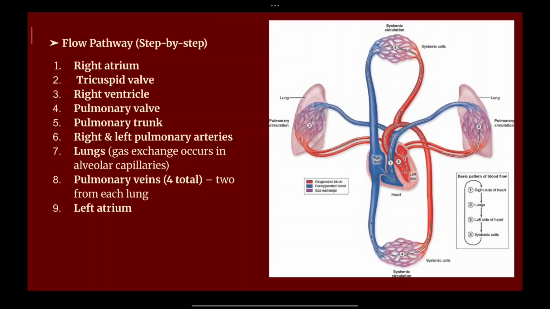So anything that is being supplied from the heart is always called arteries. Anything that is received by the heart is called veins. So here you can see that the right and the left pulmonary is not a vein, it is an artery, because the blood is being given to the lungs. So that is why it is called an artery. This is an exception. You'll see the right and left pulmonary veins as well later.